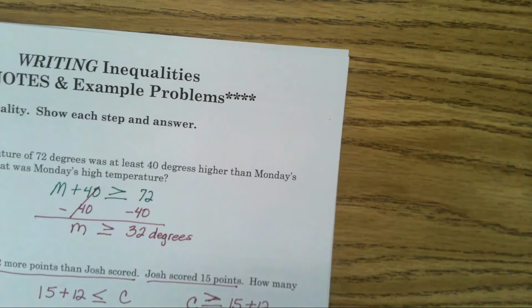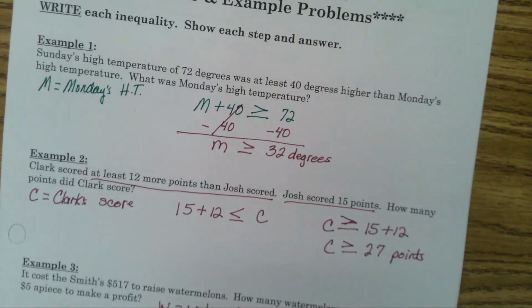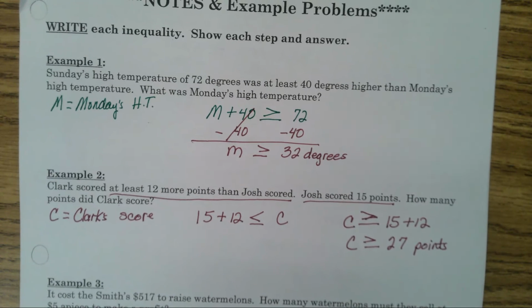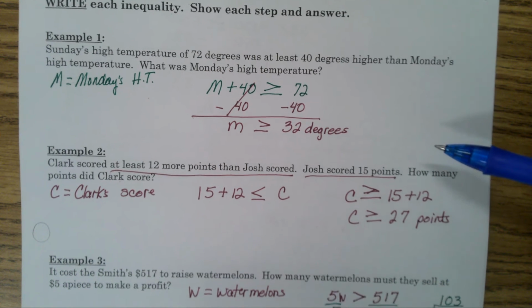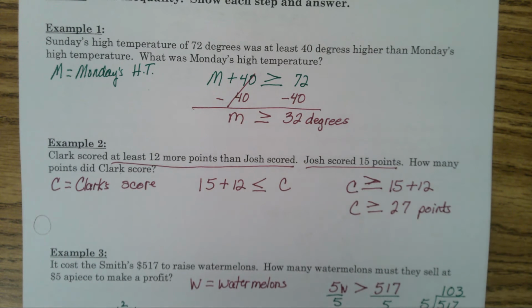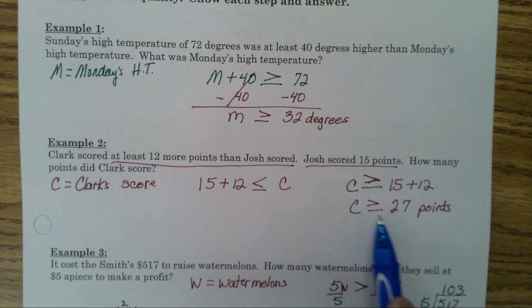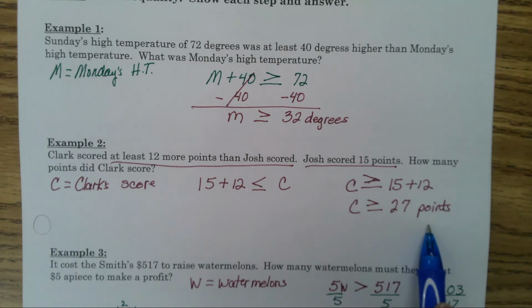Now let's go to the word problems that you worked on yesterday. There were a couple problems. We had a couple interruptions yesterday, and I want to make sure that this class sees what to do for all the examples. On example 1, m is greater than or equal to 32 degrees. Make sure you have labels on them because on the test, I think you have to give labels. You get points for doing that. Example 2, C is greater than or equal to 27 points.